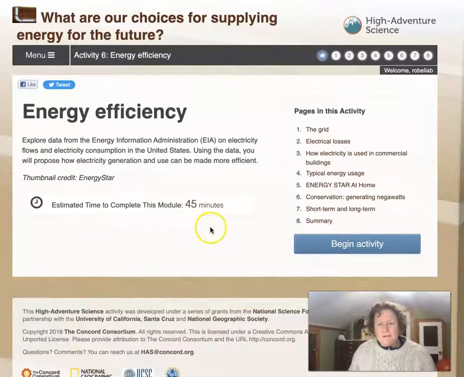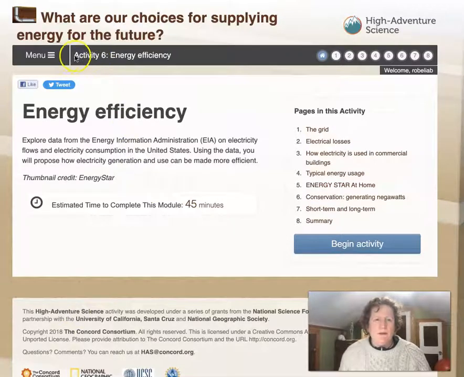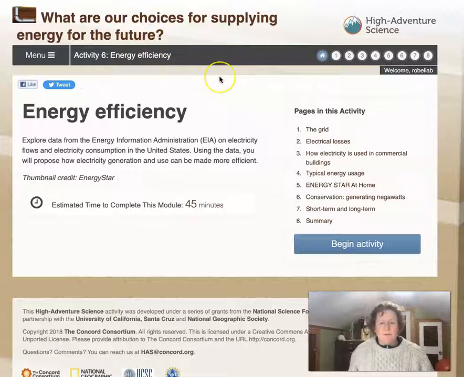Hello, physical scientists. We are doing activity 6 that's wrapping up our unit called What Are Our Choices for Supplying Energy for the Future? In our class, it's also known as Lab 5.2.